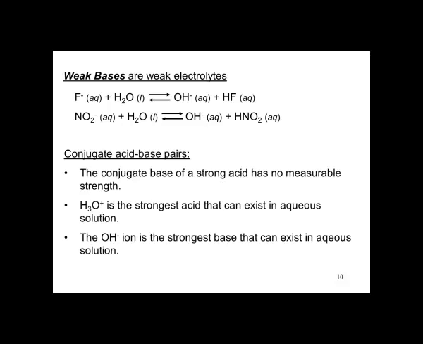Conjugate acid-base pairs. The conjugate base of a strong acid has no measurable strength. Hydronium ion is the strongest acid that can exist in aqueous solution, and hydroxide ion is the strongest base that can exist in aqueous solution.